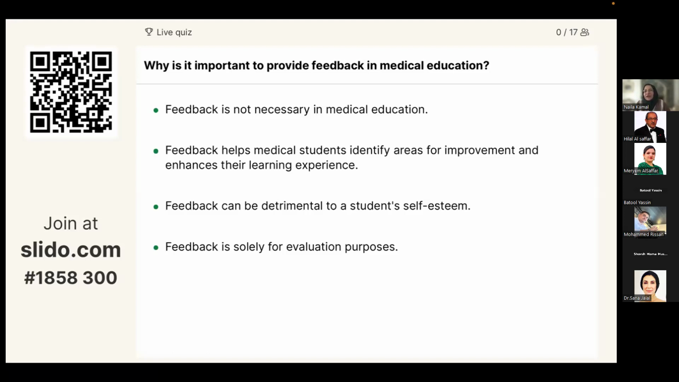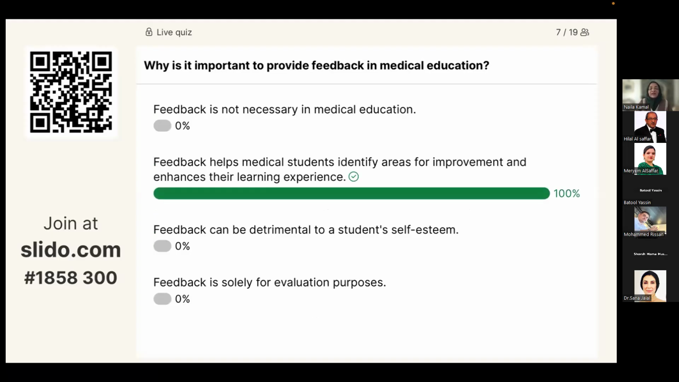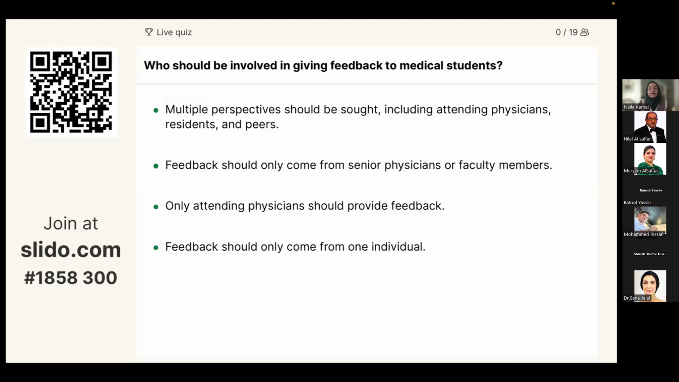Why is it important to provide feedback in medical education? Again, even if they didn't know this, because this is heavy, it's long-winded, people will answer that. So excellent. I think one more only, and then we go to our final conclusion. So who should be involved? Who should give feedback to students or any learner?